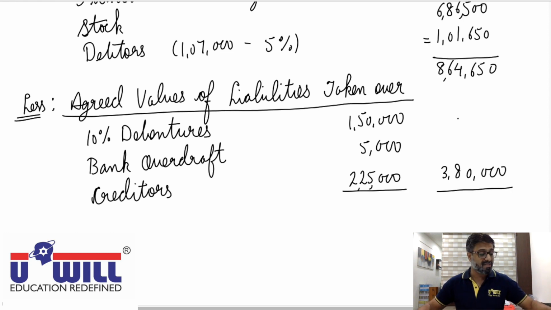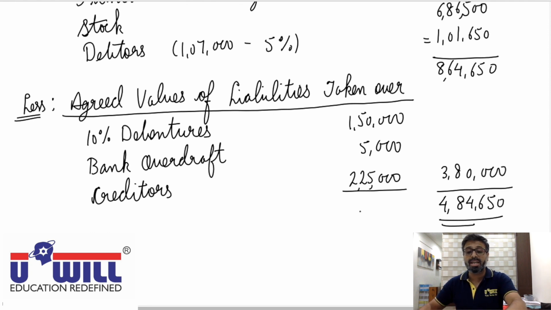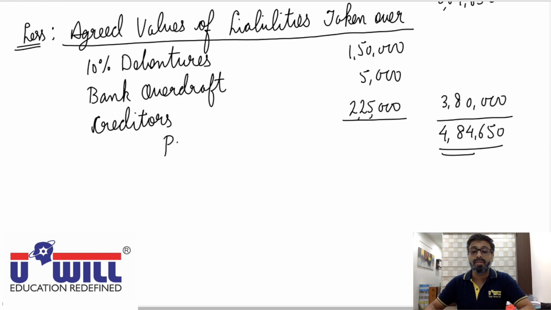Now 8,64,650 minus 3,80,000, so that comes to 4,84,650. This is the purchase consideration which we have obtained by net asset method.